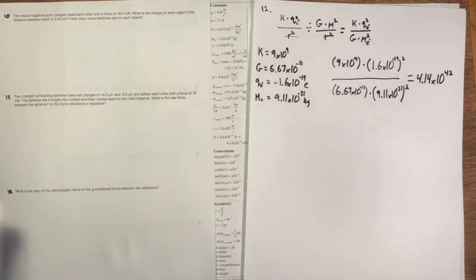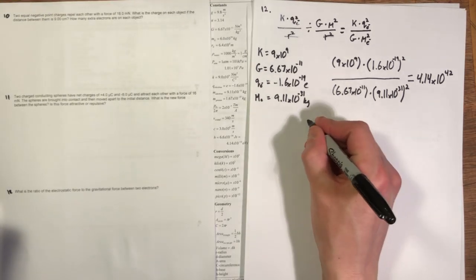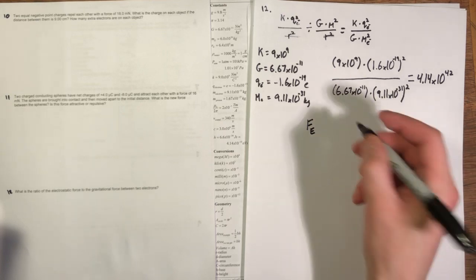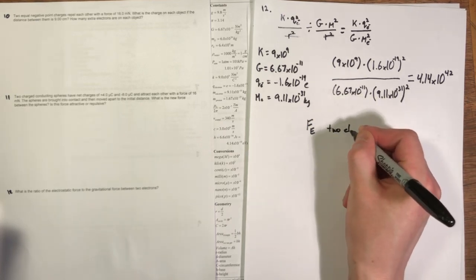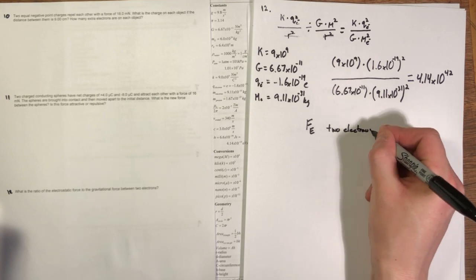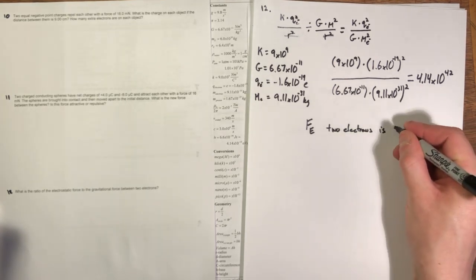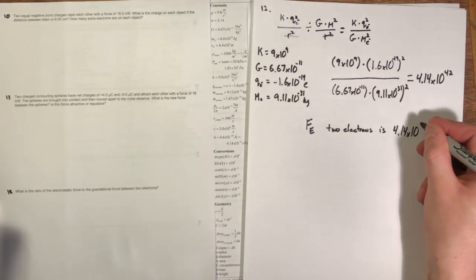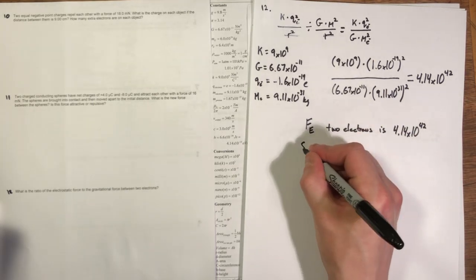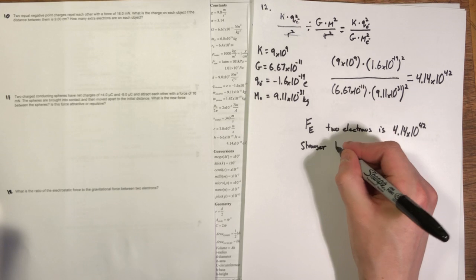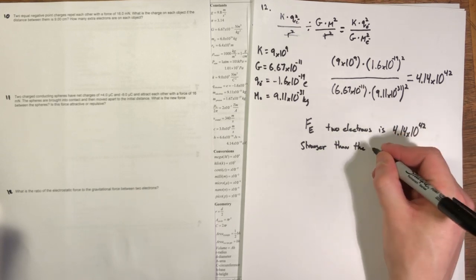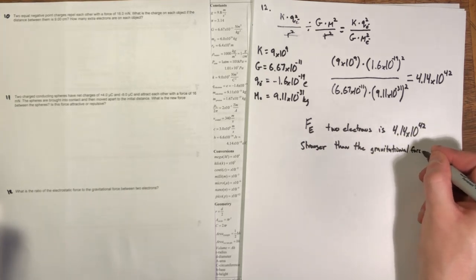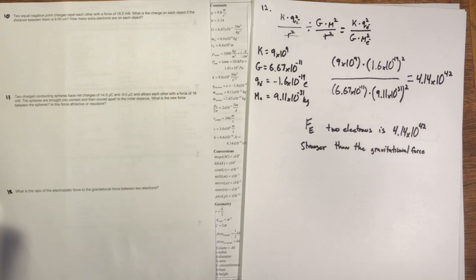Okay? So what that means is the electrostatic force between two electrons at a certain distance is 4.14 times 10 to the 42nd times stronger than the gravitational force. Right? That is a very big number.